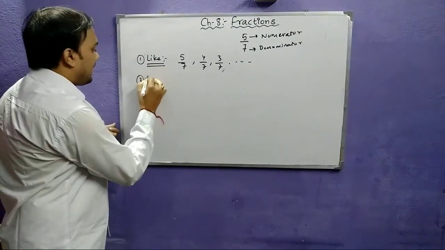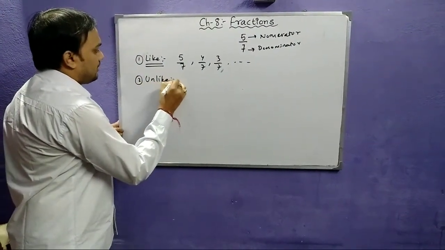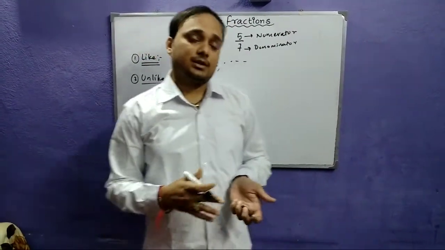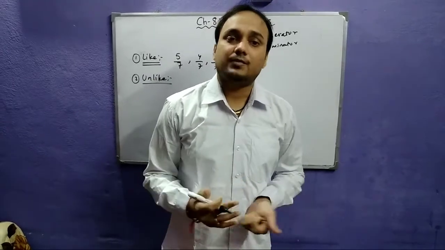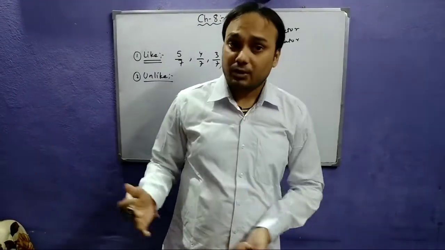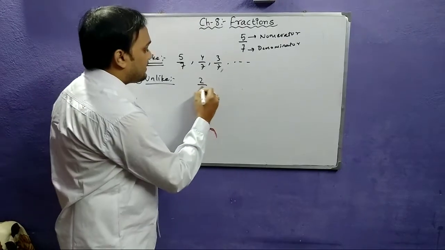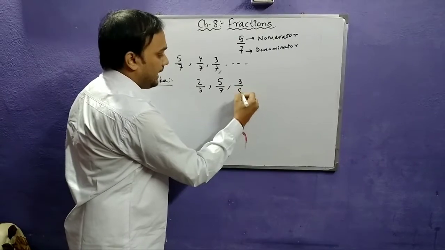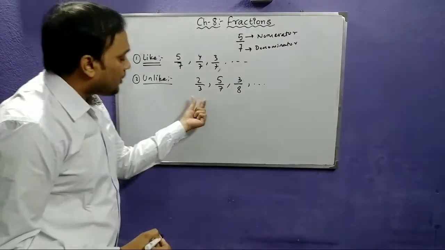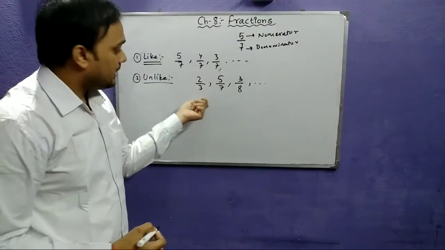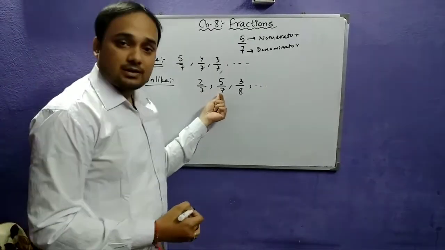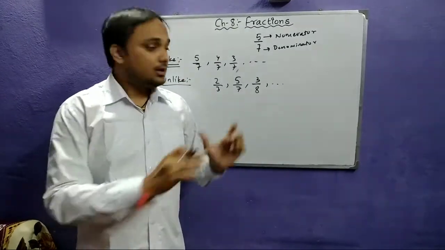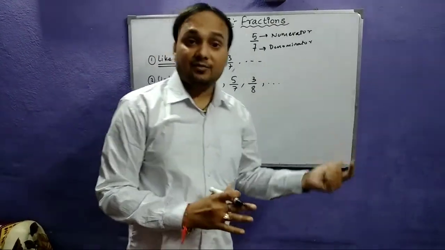Next is unlike fraction. What is unlike fraction? Unlike fraction is quite similar. Like fraction has the same denominator; unlike fractions will have different denominators. Like it will be 2 by 3, 5 by 7, or 3 by 8, and so on. You can see here that all these fractions have different denominators. It has 3 as a denominator, it has 7 as a denominator, and it has 8 as a denominator. So these are said to be unlike fractions.